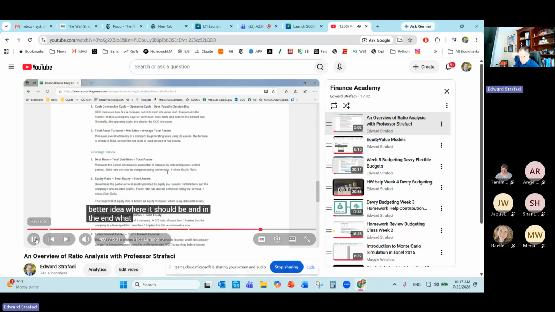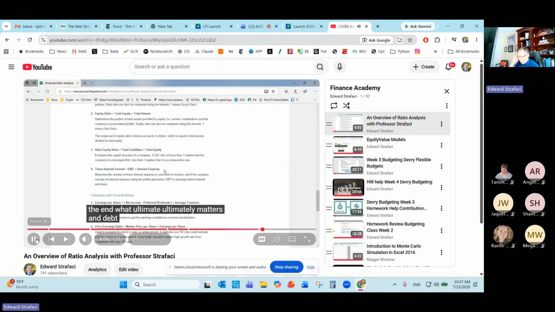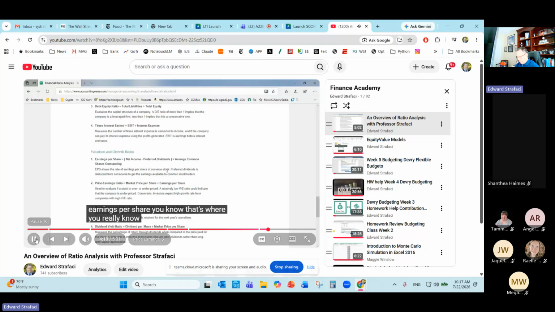And in the end, what ultimately matters, debt ratios are important, times interest is important, but earnings per share, that's where you really know what the market values. And I like that. And price earnings ratio is the most important, I feel, because it's what the market thinks. It's where the market is betting their money. If the average price earnings ratio right now is around 25, which implies 1 divided by 25, a 4% return, the market is requiring your stock to return 4%.